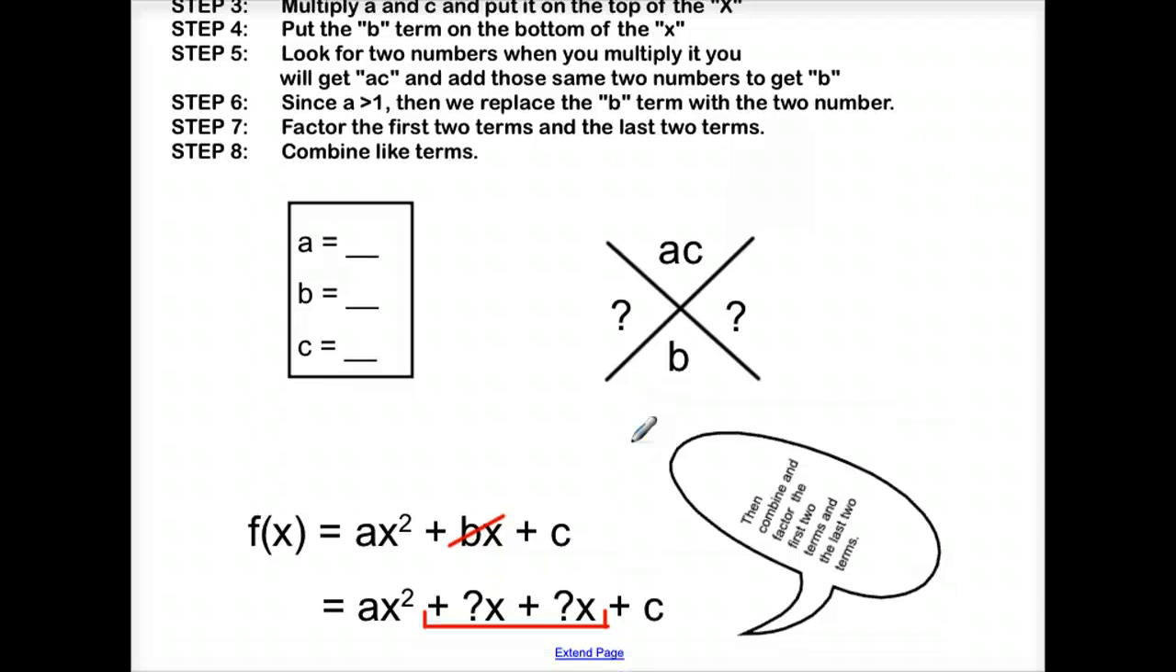So now that I did that, this is where the difference is. Since a, and I'm looking at step 6, since a is bigger than 1, what I need to do is replace my b term with whatever I find on these question marks. Once I do that, I'm going to factor the first pair and the last pair and then combine like terms. So let's see how this works.